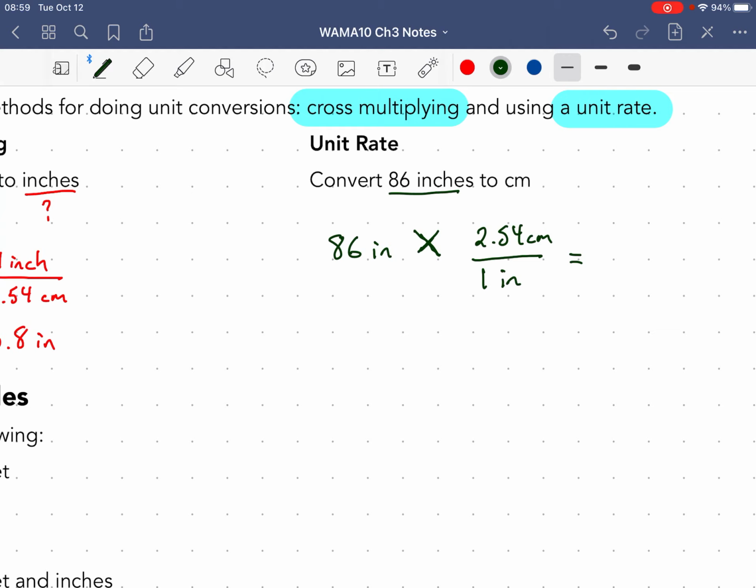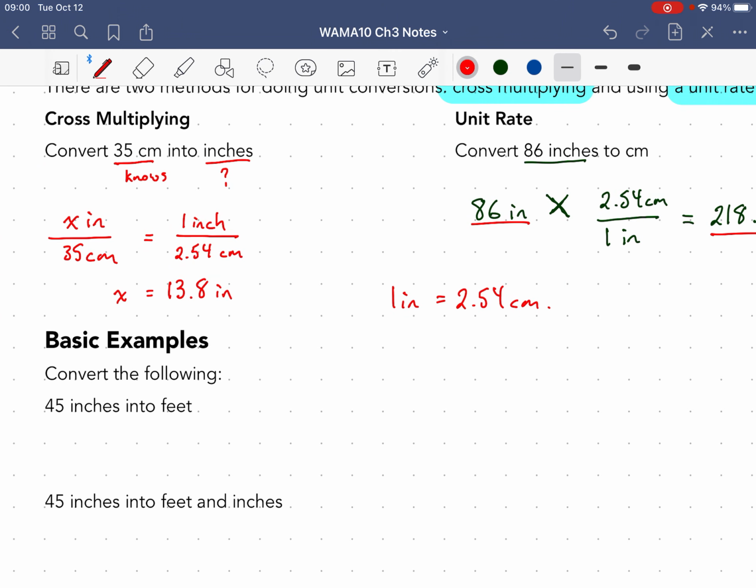So I do 86 times 2.54 divided by 1. Now 2.54 divided by 1 is just 2.54, so it's going to be 86 times 2.54, 218.4. Now you should have in your head a rough idea of inches and centimeters, right? The conversion is 1 inch is equal to 2.54 centimeters. So you should know that 86 inches will give you more centimeters. And over here, more centimeters will give you fewer inches.